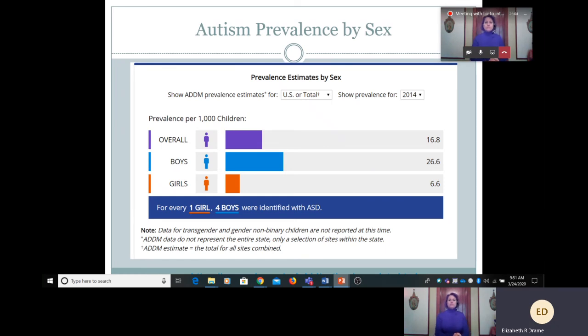Again, I mentioned before that more boys are identified with autism than girls: one girl to every 4 boys.